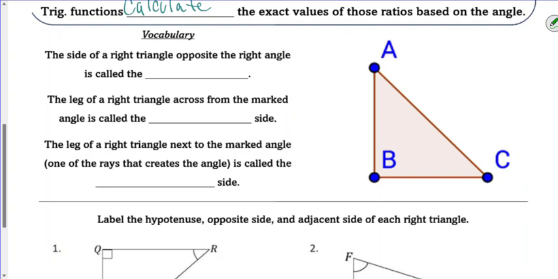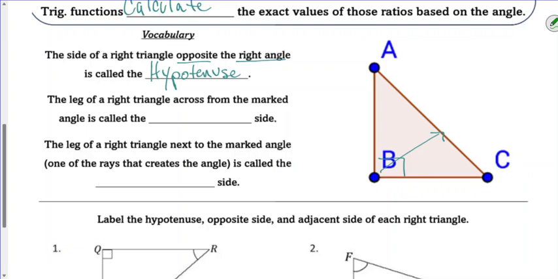All right, we have to have a consistent vocabulary about how we talk about these sides. The side of a right triangle opposite the right angle. When I say opposite, I mean directly across from that right angle. That is called the hypotenuse, and it's always the longest side in that right triangle.